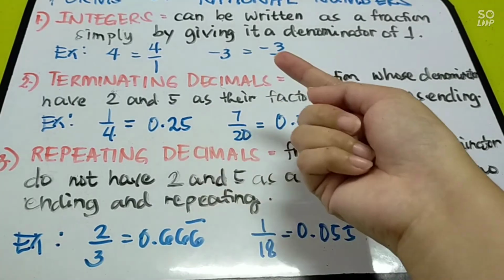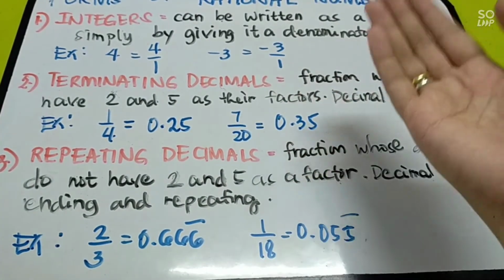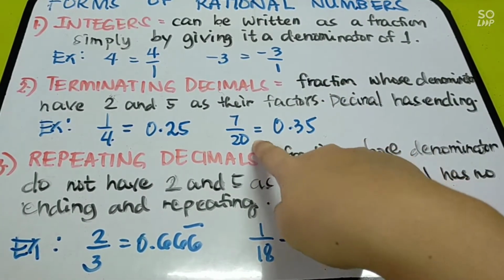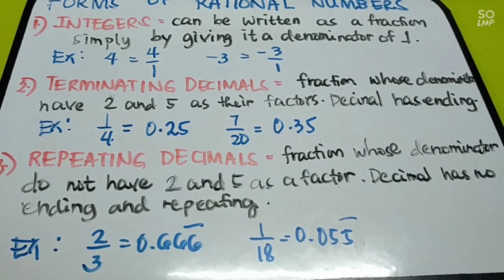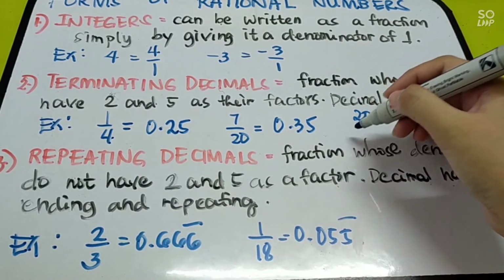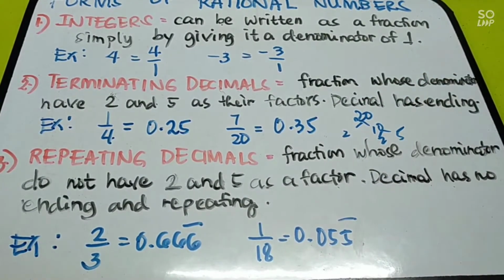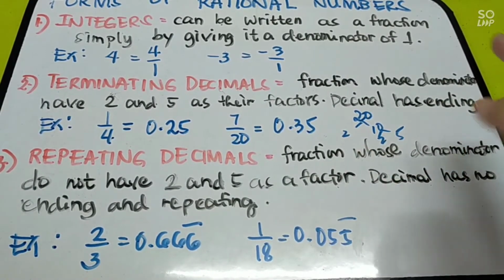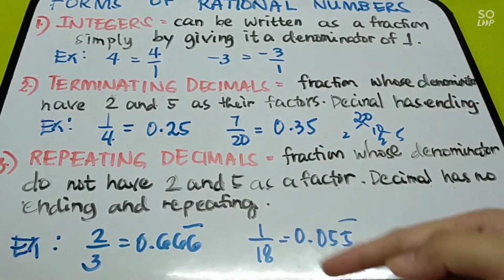Alright? Next tayo, 7 over 20. So, 7 over 20 is also a terminating decimal. Bakit? Tingnan mo yung denominator niya, which is 20. Pag kinuha mo lahat ng prime factorization ni 20, the factors are 2 and 10. And then, ang factors ni 10, we have 2 and 5. So, as you can see, ang mga prime factors niya is 2, 2, and 5. 2 and 5 only. Therefore, this one is a terminating decimal.